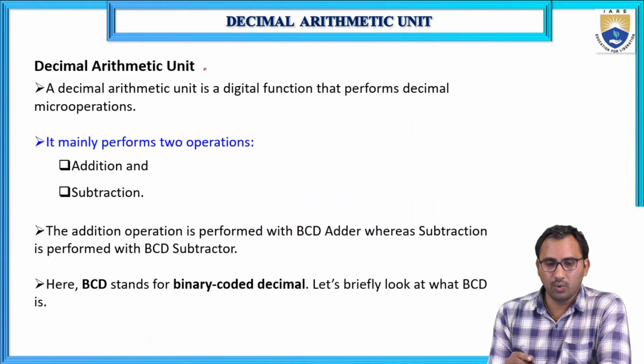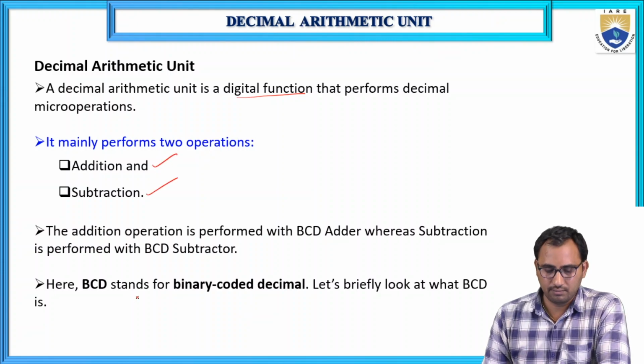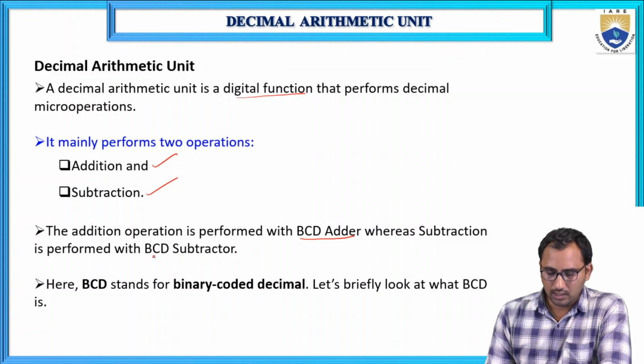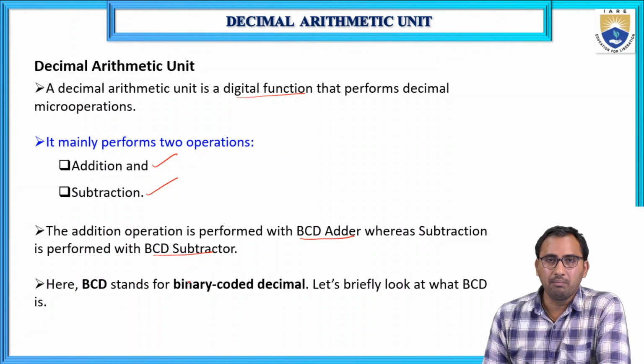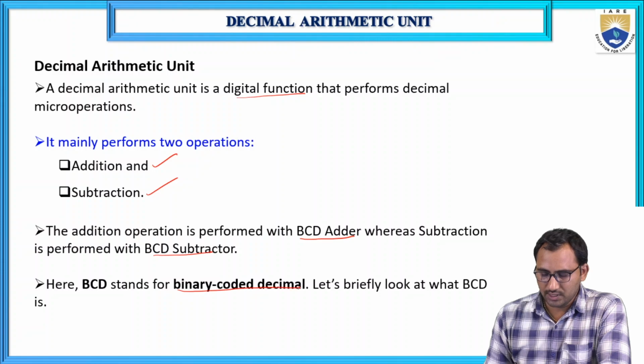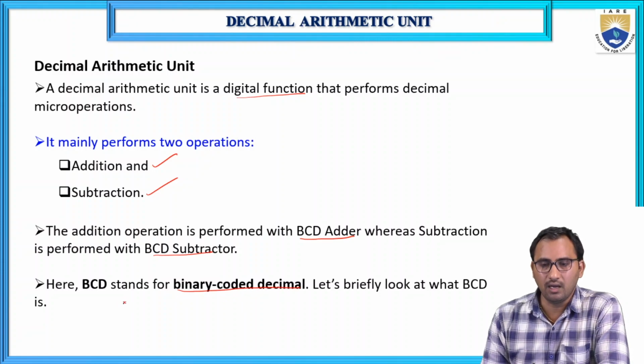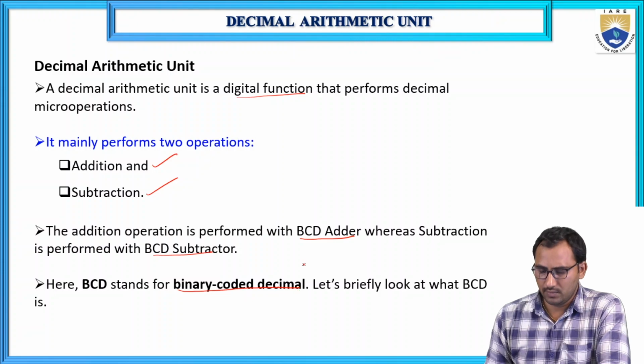The decimal arithmetic unit is a digital function that performs decimal micro operations. Using this unit, we can perform two operations, addition and subtraction. The addition operation is performed with a BCD adder, and similarly, the subtraction is performed with a BCD subtractor. Here BCD stands for binary coded decimal. So the full form of BCD is binary coded decimal. Let's take a brief look at what BCD is.